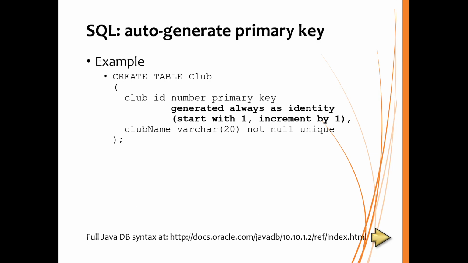Now when we're creating a table, we might want to have an automatically generated primary key. The syntax that's showing now is correct for JavaDB. You have a different mechanism if you're using an Oracle database. What we've got here, as well as club ID number primary key, which is what we had on the previous example, we now have generated always as identity, open bracket, start with 1, increment by 1, close bracket. What that will do for us then is every time we insert a row into the club table, we no longer have to provide the club ID, because that will automatically be generated. So, the first row will have the value 1, the second row will have the value 2 because we're going to increment by 1 each time.